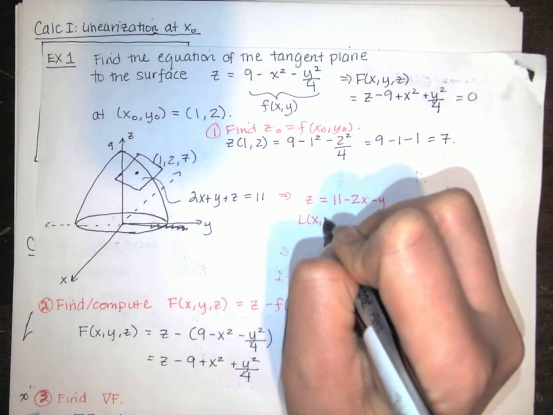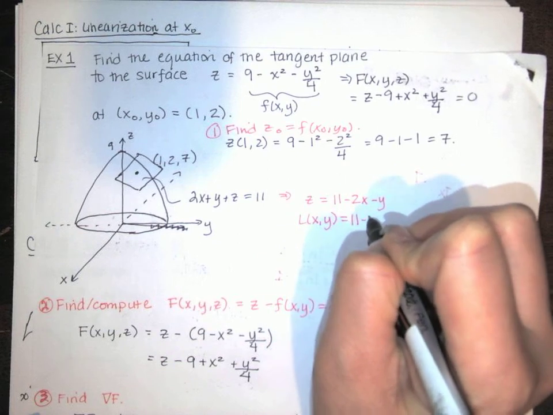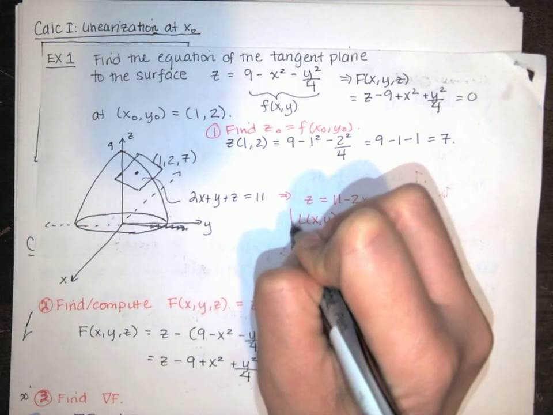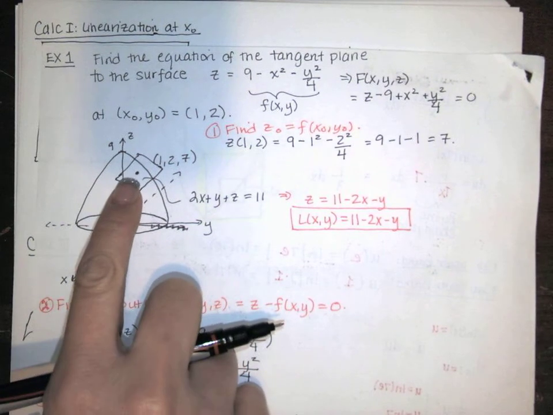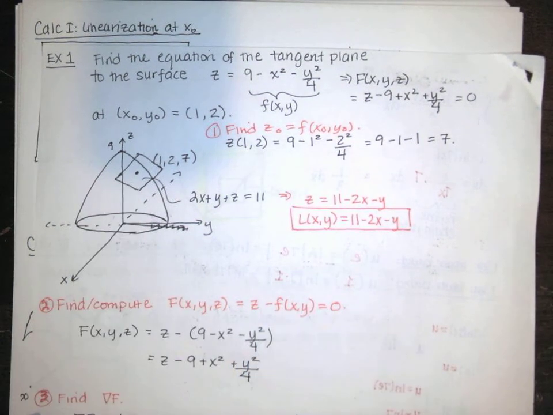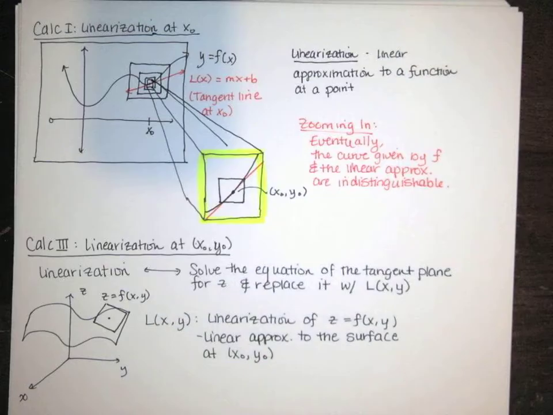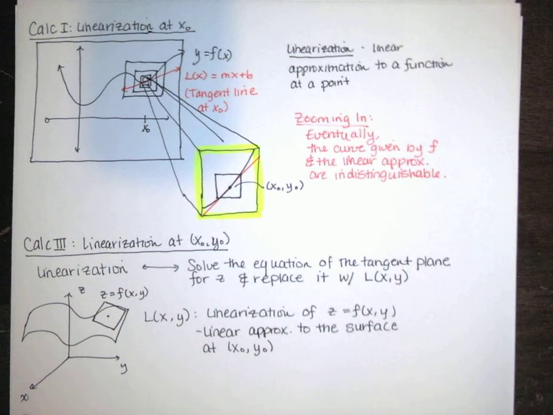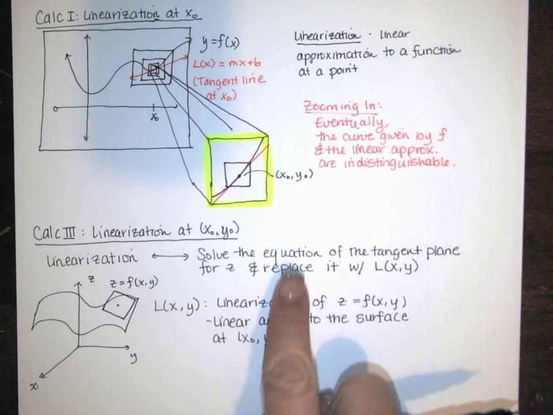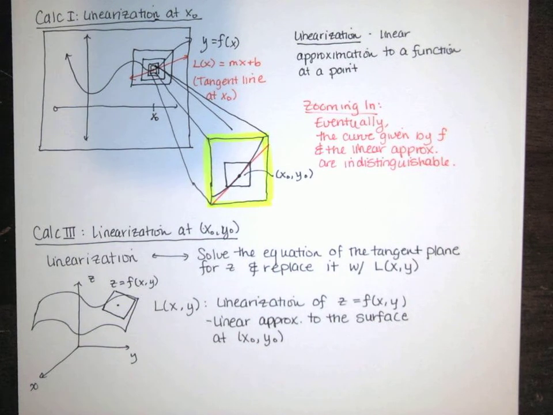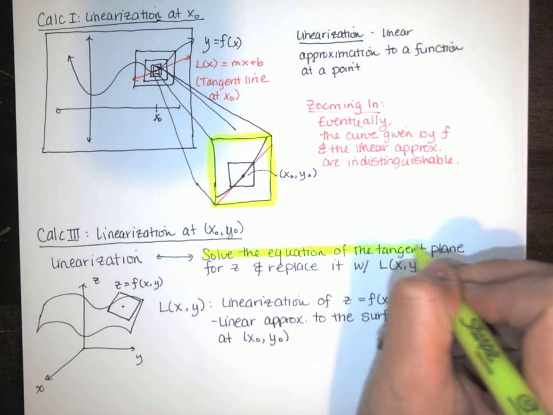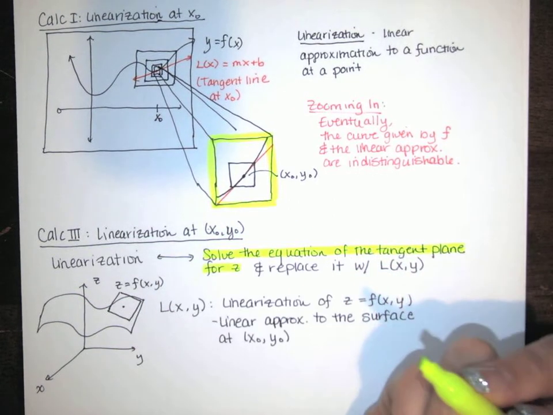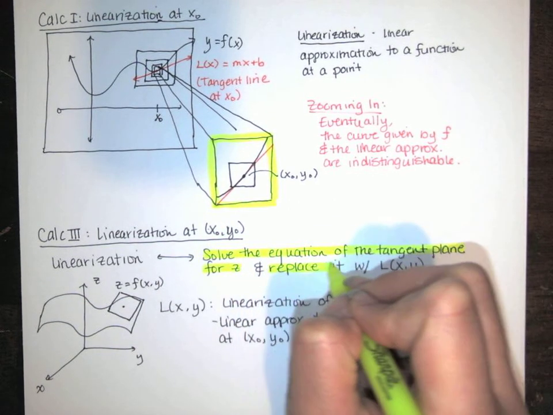And we replace z with L of xy. So the linear approximation of this surface at this point is this. Okay, so let me write down the procedure for you, even though it was very simple. Actually, I've already done it. It's right there. You find the tangent plane, solve the equation of the tangent plane for z, and then you replace z with L of xy.